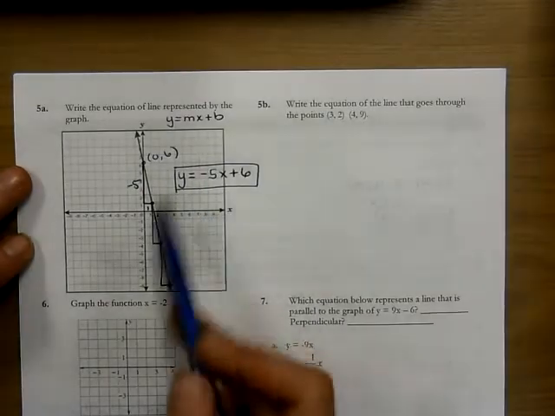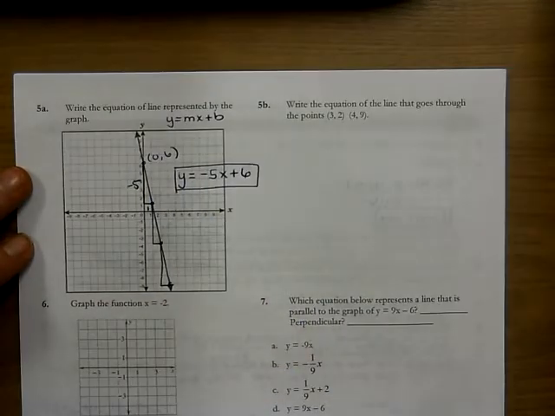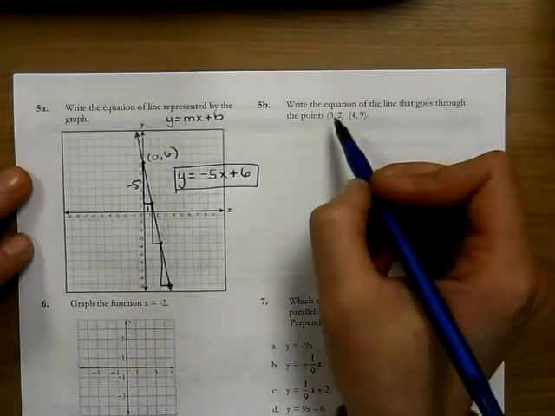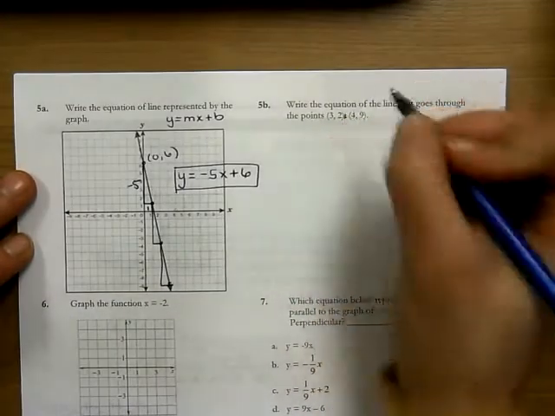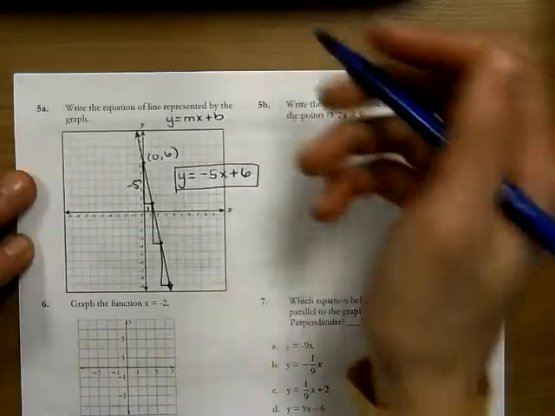Again, you could use the graphing calculator to check to make sure that these tables would match up. Looking over here, write the equation of the line that goes through these 2 points. Well, we should have an 'and.' Okay, so you have those 2 points.